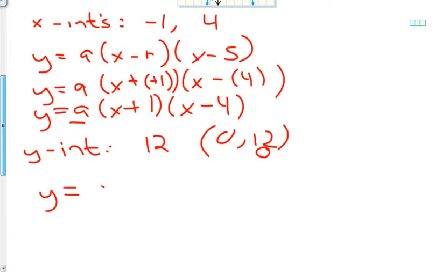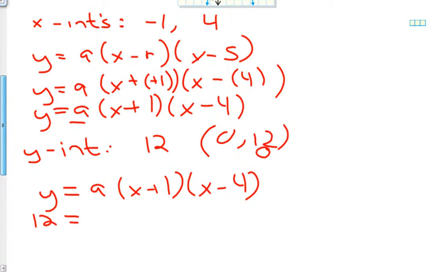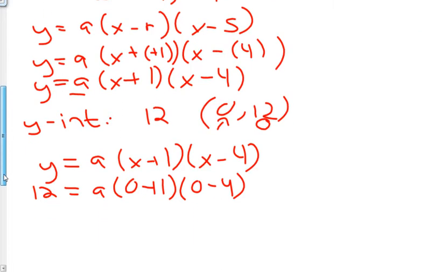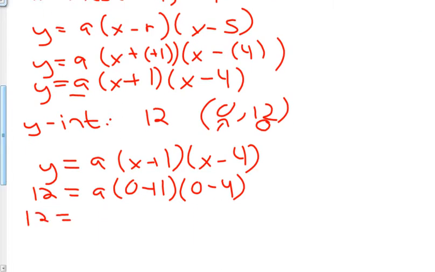So I have my formula, y equals a times (x plus 1) times (x minus 4). So I'm going to substitute this 12 in. 12 is equal to, and I'm going to substitute this 0 in for x. a times (0 plus 1) times (0 minus 4). I can simplify to get 12 is equal to -4a. I can divide both sides by -4 to further simplify, and I get that -3 is equal to a.